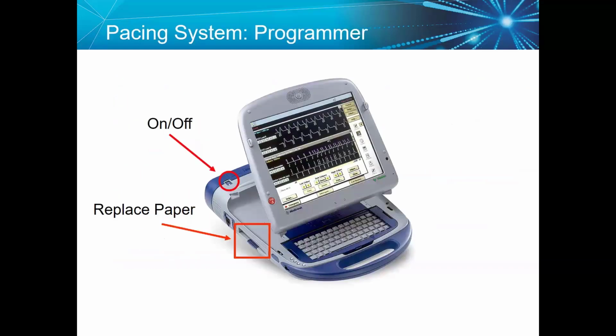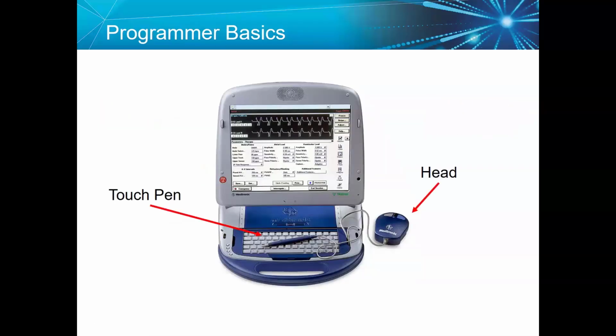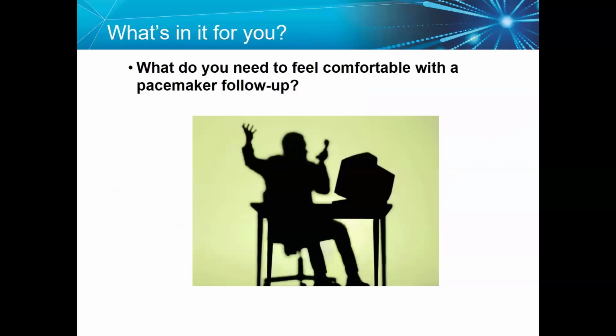Okay, this is a Medtronic programmer, and I think all programmers have the same features. First of all, you have the button to open the programmer, then we have paper, and in every programmer there is also an emergency button. When maximum output is required, press emergency. It will pace alone. Okay, and there is a head and pen. Some programmers have no pen and have a touch screen. Okay, and a printer.